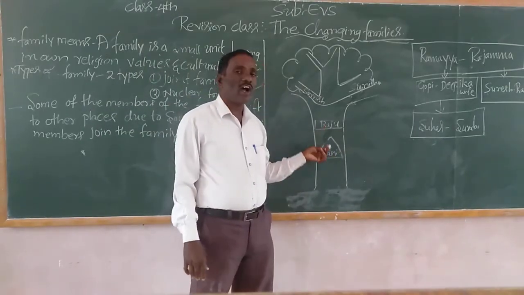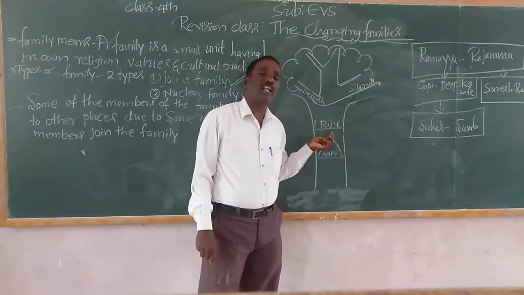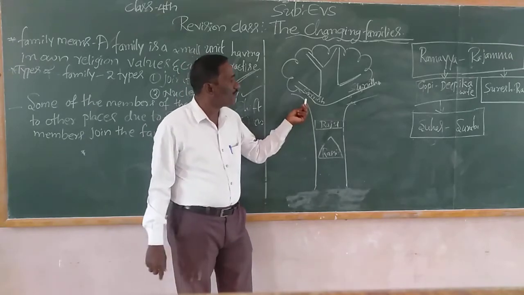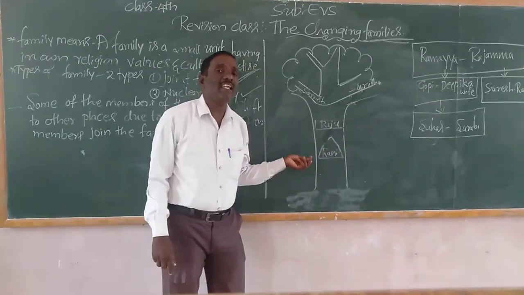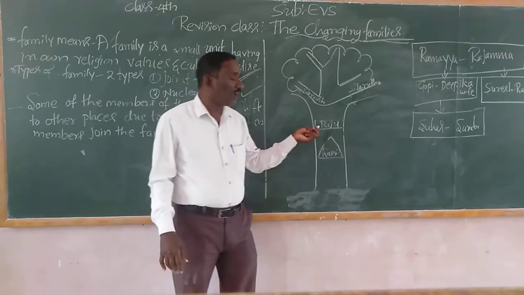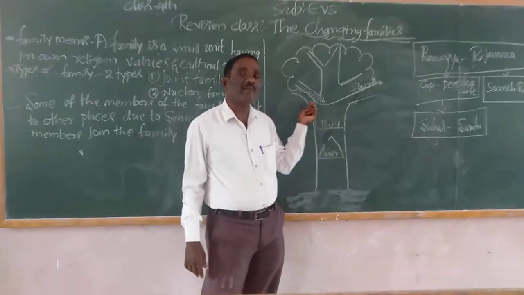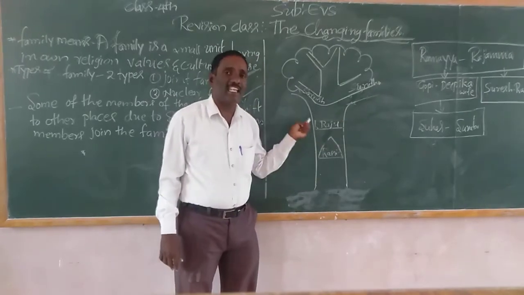This is a family tree of a nuclear family. Raju and Rani are husband and wife. Raju and Rani have two children, Suresh and Surabhi. It is a nuclear family tree. Think of your family: your father and you, your mother and you, your sister and you. It is called a family tree.